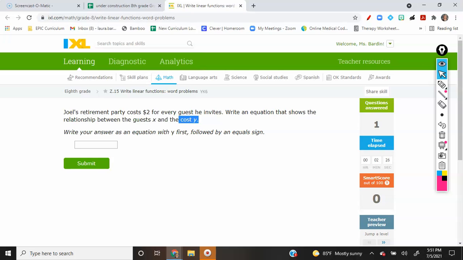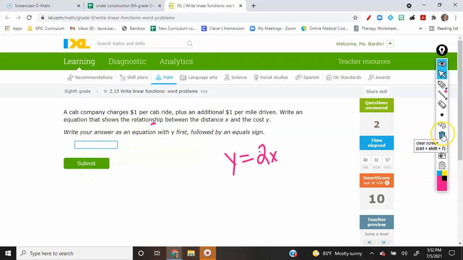So my total cost is going to be y. So it's going to say y equals, and then it says let your guests be an x. So it's going to say 2x. That is our slope. And there's no additional cost. It doesn't say plus $50 for this party. It doesn't say any of that. So right here, we are going to have y equals 2x, and we are finished. Let's do it.